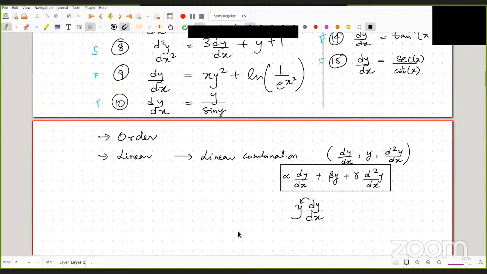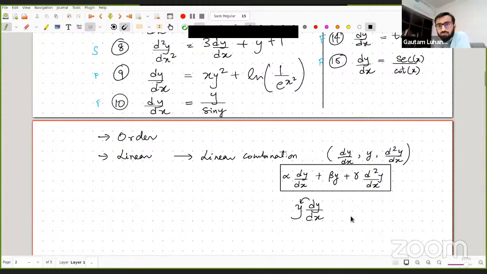Yeah. Right. Everyone else on board? We're gonna ignore that. Okay, so everyone on board with what a linear combination is?